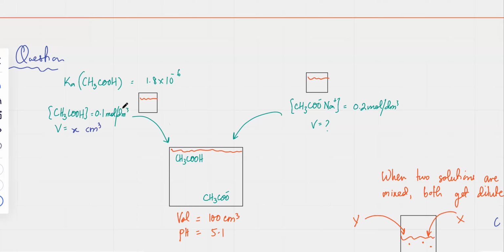So I'm adding x cm cube of ethanoic acid to this. So what is the volume of sodium ethanoate in terms of x? 100 minus x. So the remaining volume out of 100 would be 100 minus x cm cube. Is this clear? The two volumes must add up to be equal to 100. So if x is 20, this would be 80. If x is 30, this would be 70. If x is 90, this would be 10. But the two volumes must add up to be 100. Is this step clear?